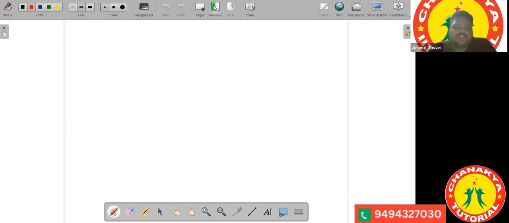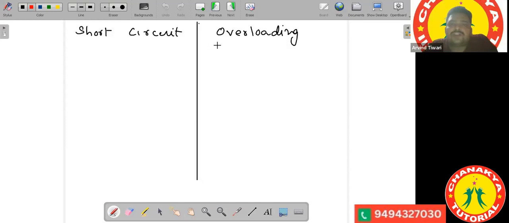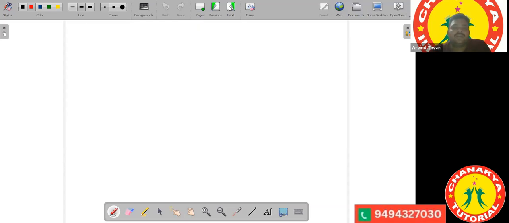Now see this question. Okay. Short circuiting and overloading. This you will write on your own. This is your homework. Write the difference between short circuit and overloading. Or what do you mean by short circuiting and overloading? Okay, so short circuit and overloading. Then, what is the use of earth wire?